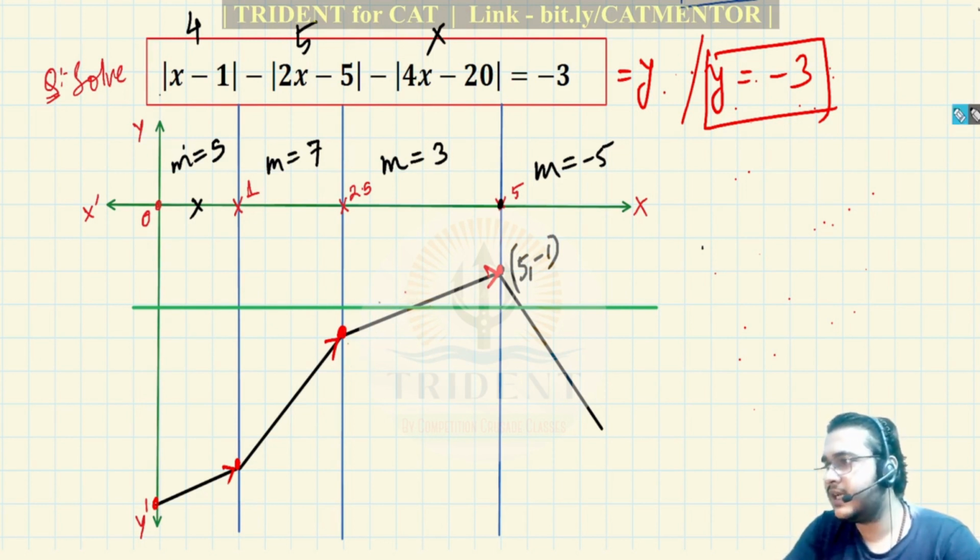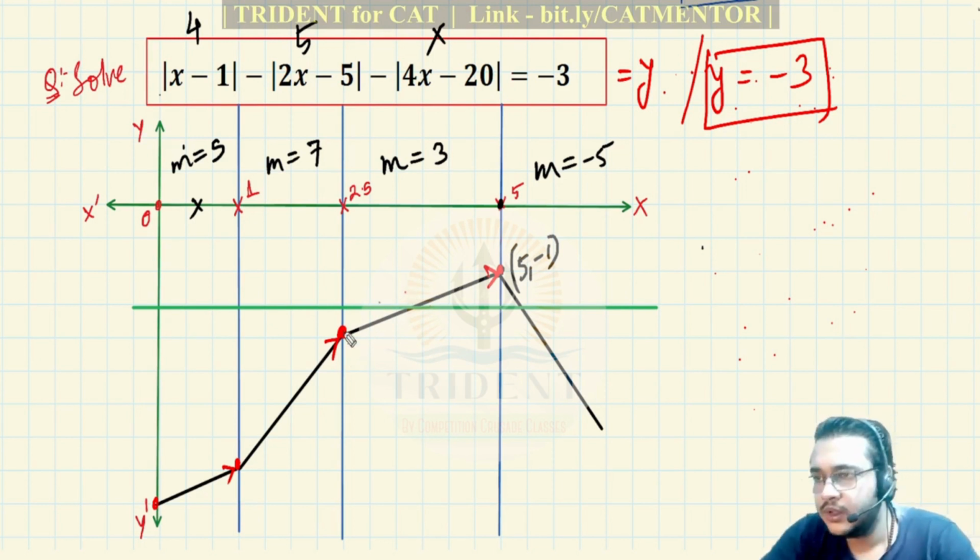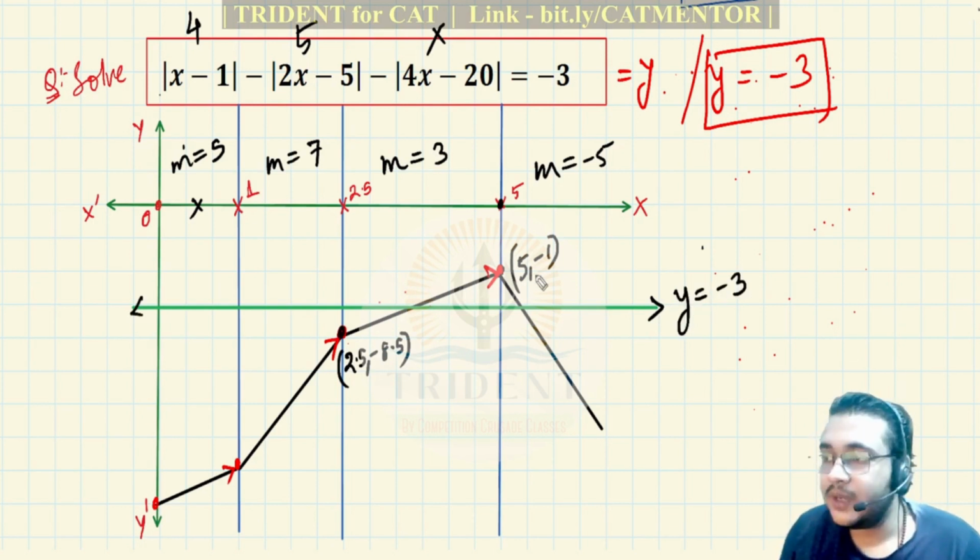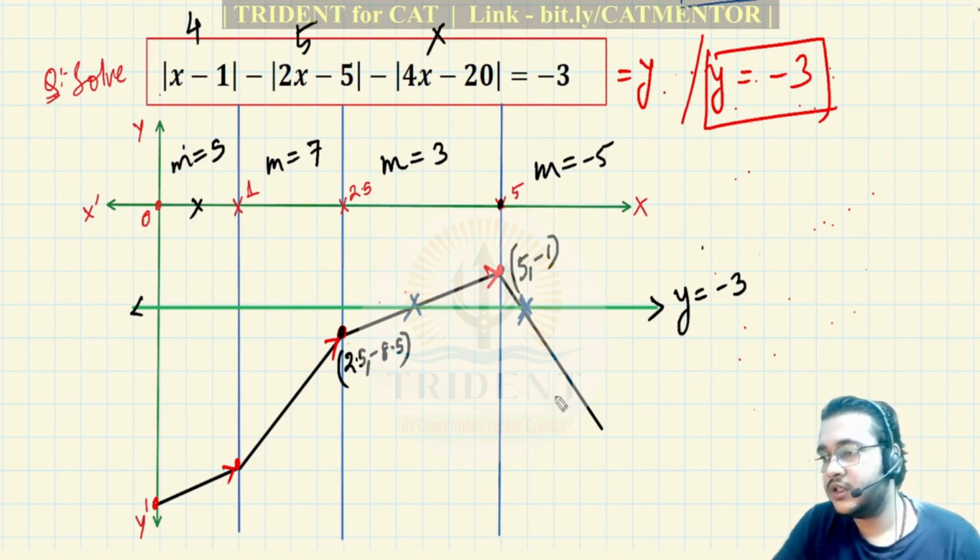I'll explain exactly what I'm doing. Just give me 1 second. So this point is (2.5, -8.5). This point is important. And this is the line y equals -3. Where the graph cuts the line y equals -3, I hope you would appreciate that is the value of those, or the solution of that set.